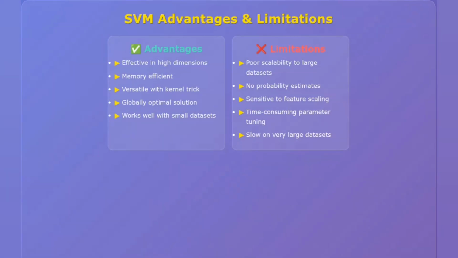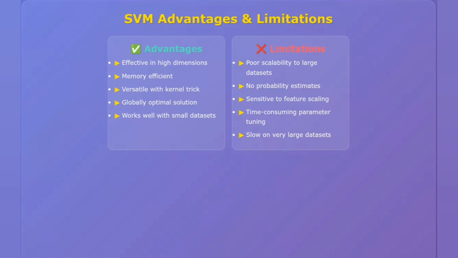SVMs have several compelling advantages. They're incredibly effective in high-dimensional spaces, even when you have more features than samples. They're memory efficient because they only store support vectors, not all training data. The kernel trick makes them versatile for both linear and nonlinear problems. They provide a unique, globally optimal solution, with no random initialization issues like neural networks, and they work well with small to medium-sized datasets.